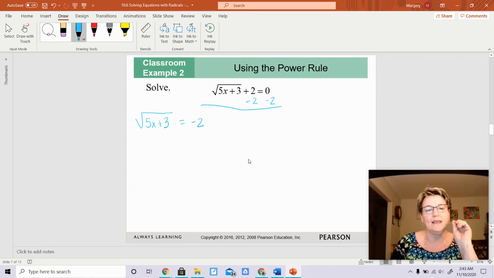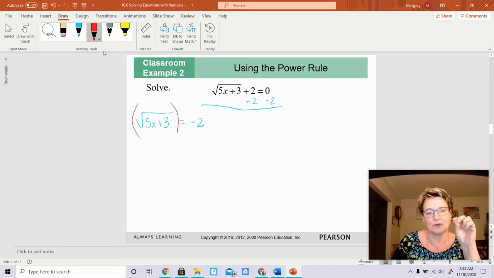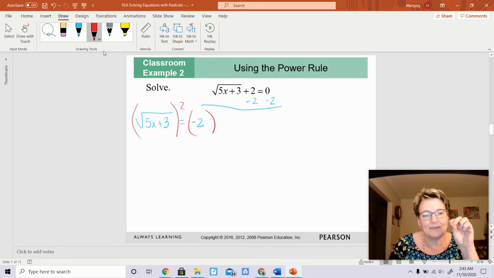Now, I need to get rid of the square root. So that means I have to square both sides. Now, when I square root something that is being squared, whatever's under the radical is going to come out, because this square root and this square, they cancel each other out. So I'm left with 5x plus 3 equals, now a negative 2, whoops, if I square one side, I got to square the other side. So a negative 2 squared is 4. Negative 2 times negative 2 is 4.